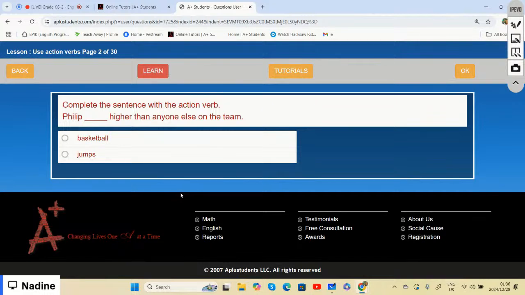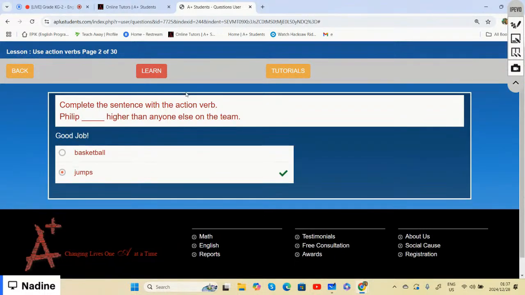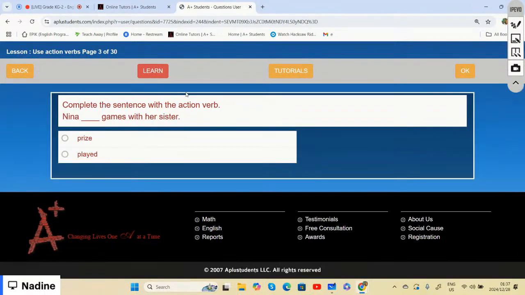All right, and if we were to choose the correct option, then yes, option two is correct. We'll say Philip jumps higher than anyone else on the team. Well done. Jumps is correct, which is option two. All right, the next one says Nina. Do we say Nina prize games with her sister? Or option two, Nina played games with her sister?